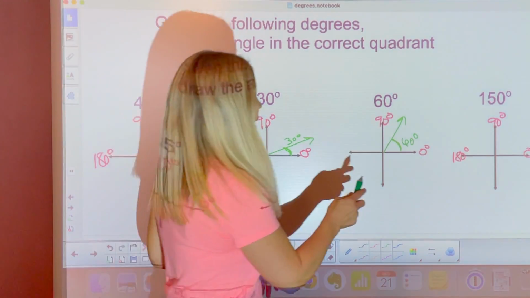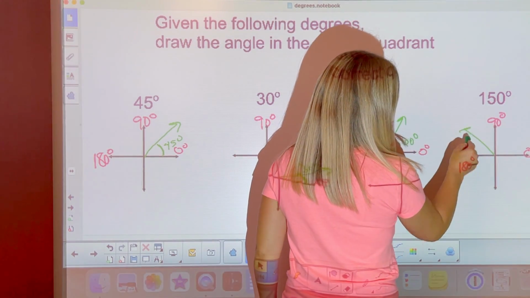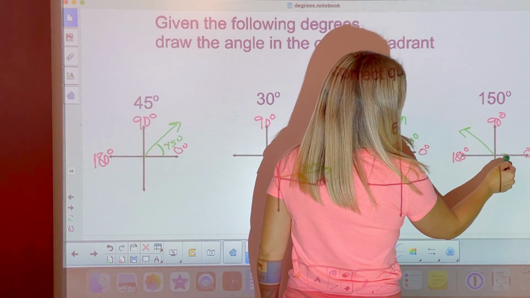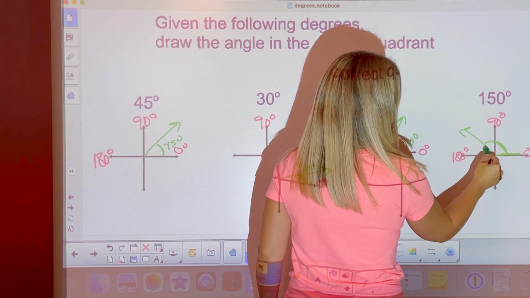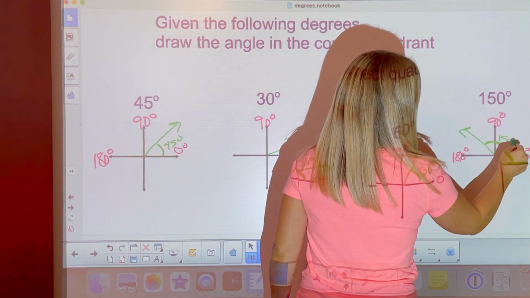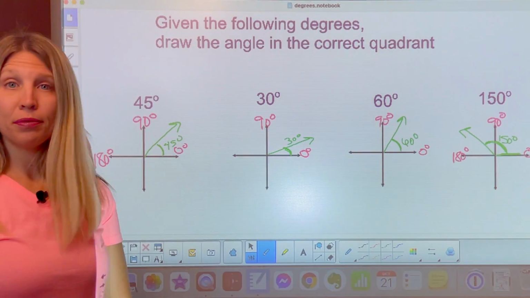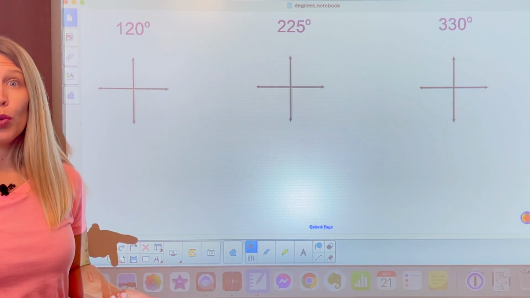So it's okay to estimate and draw it out this way. But notice your angle starts over here on the x-axis and you draw it this way. So this whole angle is 150 degrees. Let's try 3 more real quick.